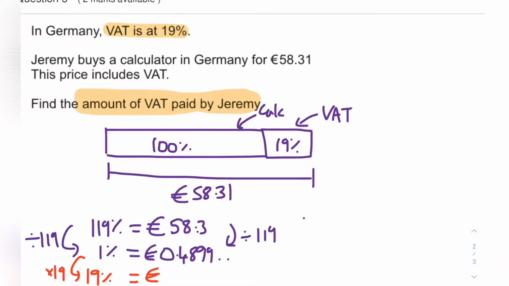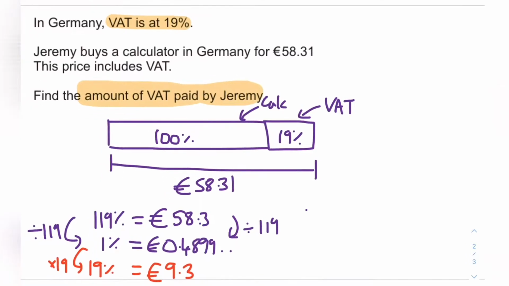So I'm going to use my answer button here and times that answer by 19, and I get the final answer of 9.3084. So then we've just got to be careful. We always give money to 2 decimal places. So therefore our final answer would be £9.31.